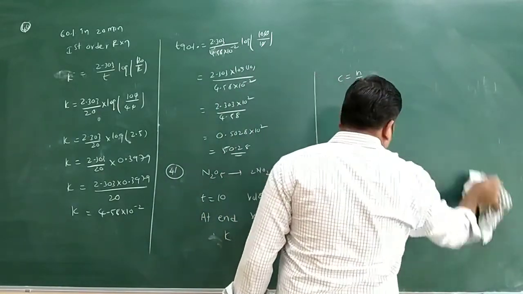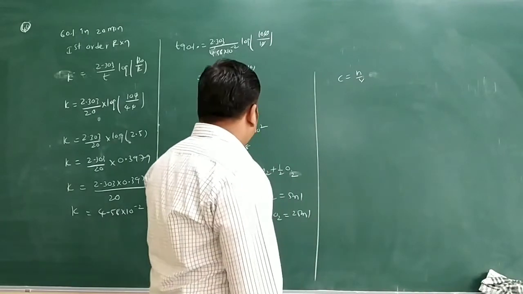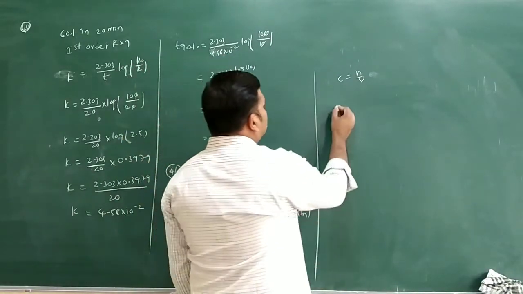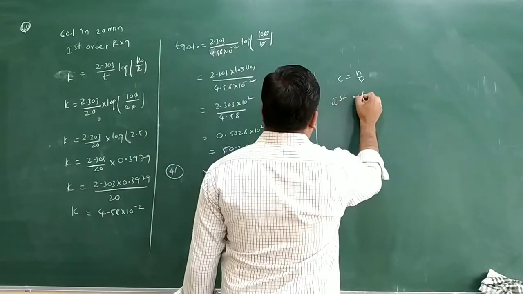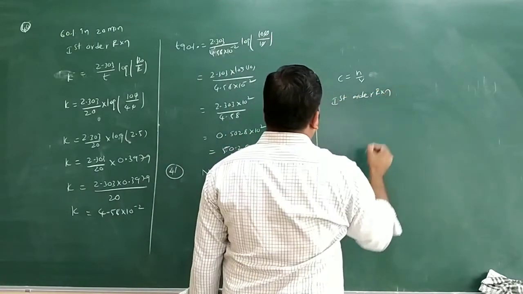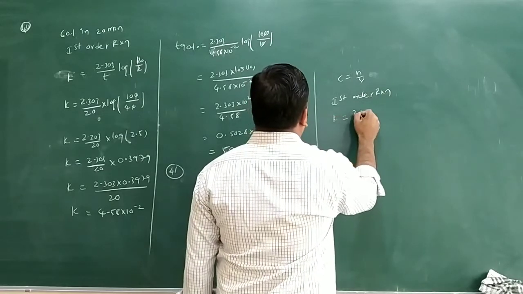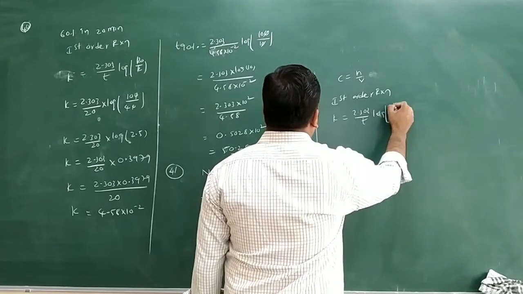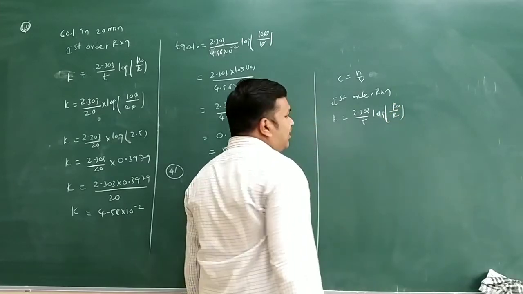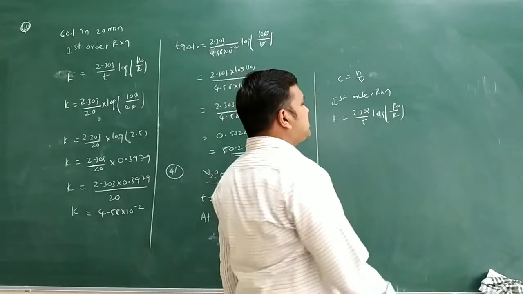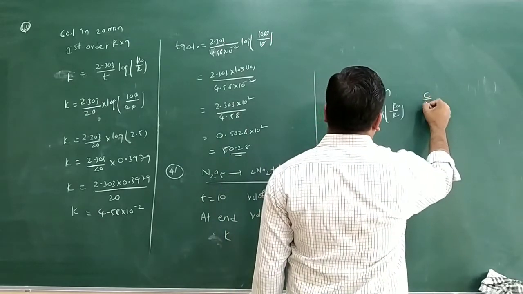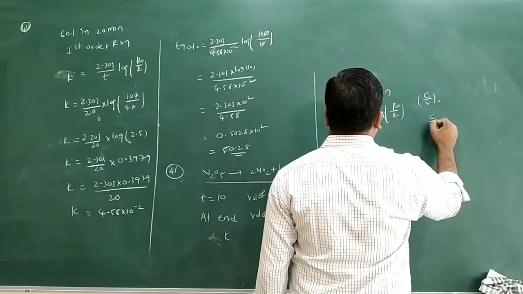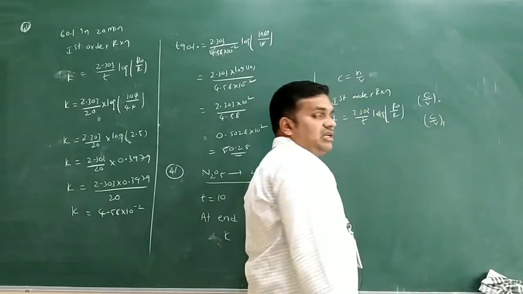But here you can see the equation. Decomposition of N2O5 generally follows which order reaction? It generally follows first order reaction. So K is equal to 2.303 by T into log R naught by R. But R naught is not given. In place of R naught, what is given here? Concentration given, C by V. C by V of V naught, and what we need here, C by V of final, we will write.